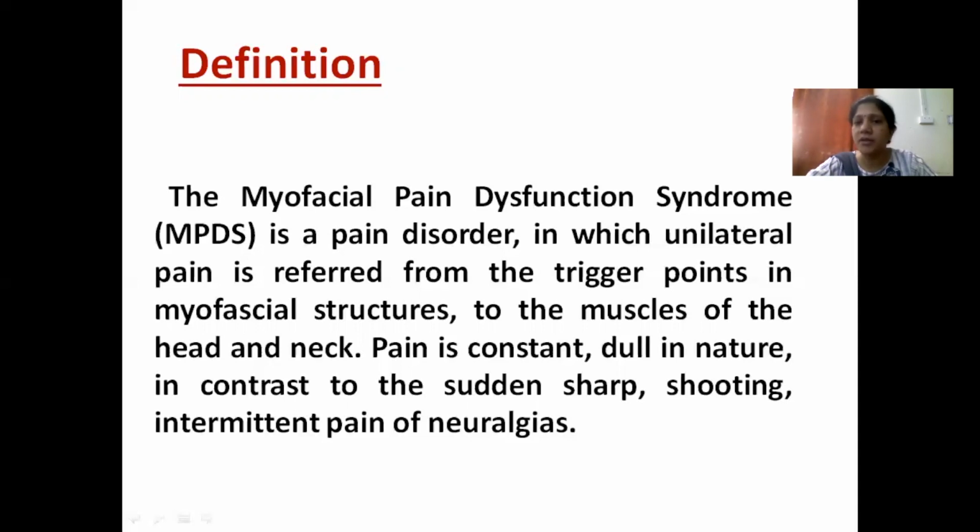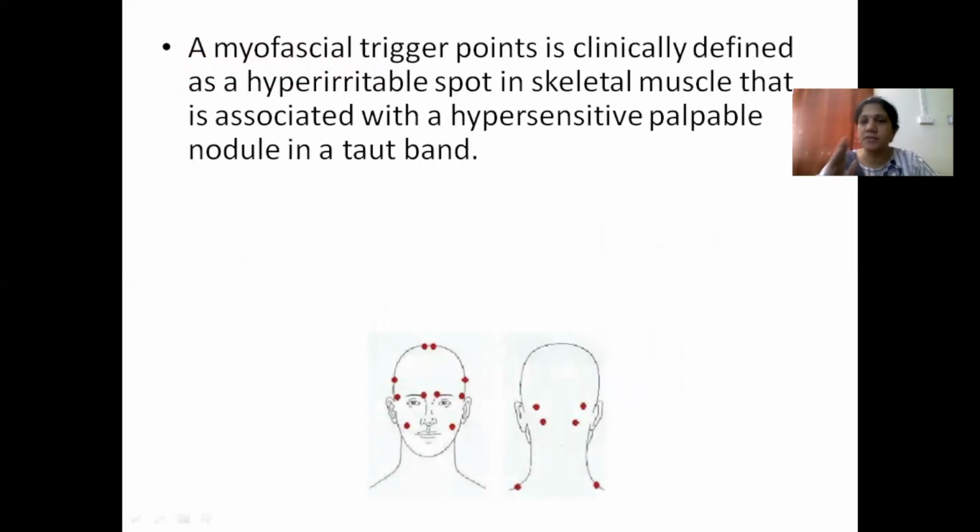What does this mean? That is, there are trigger points present in the muscles of mastication, which on palpation elicit pain, and the pain gets referred to an area distant to that particular muscle. Now, the specialty is that there is unilateral pain.